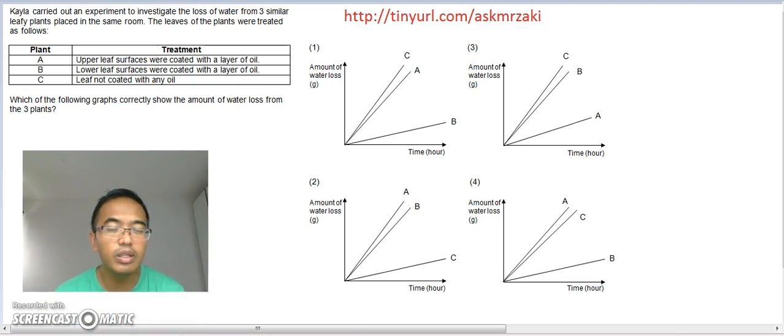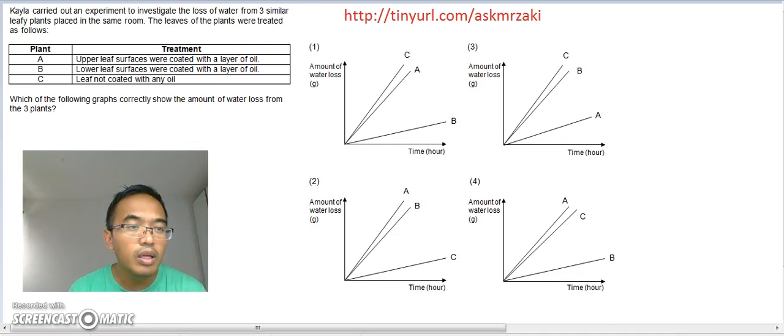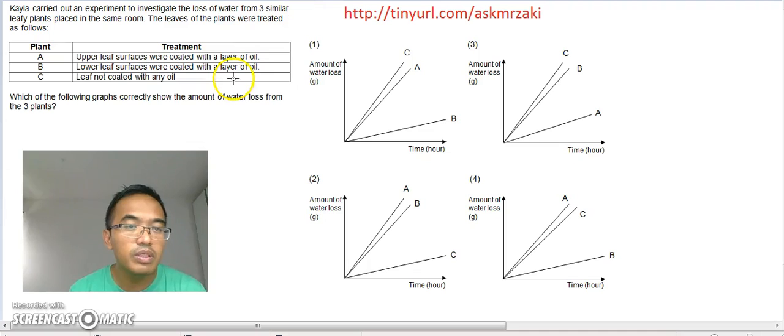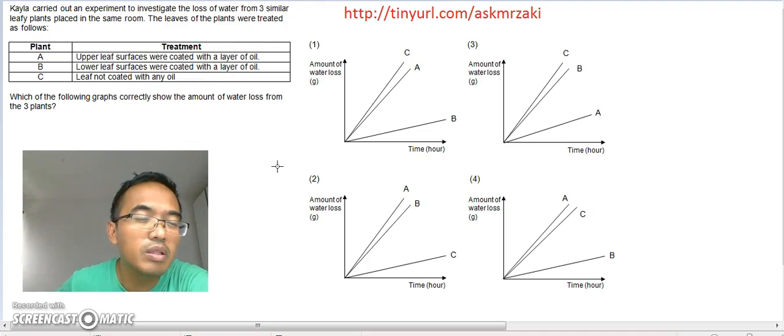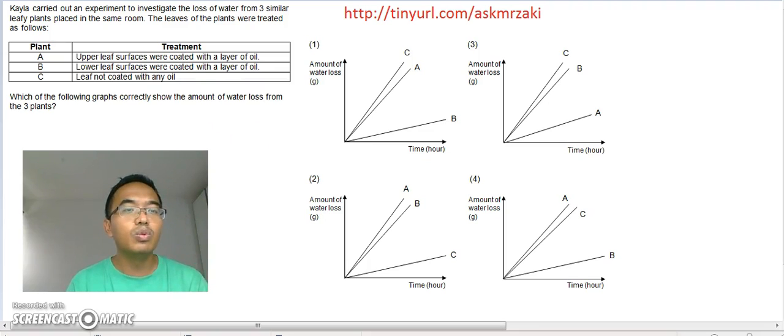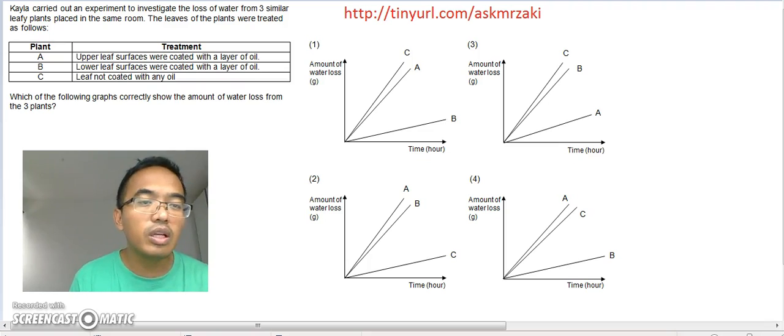Okay, we are now at the next question. Alright, so let's read the question together. Kayla carried out an experiment to investigate the loss of water from 3 similar leafy plants placed in the same room. Okay, and the leaves of the plants were treated as follows.